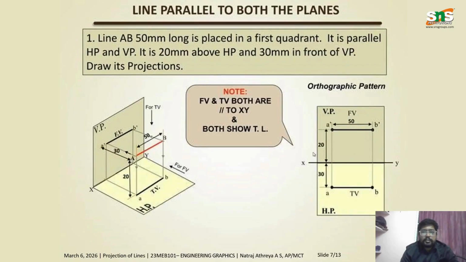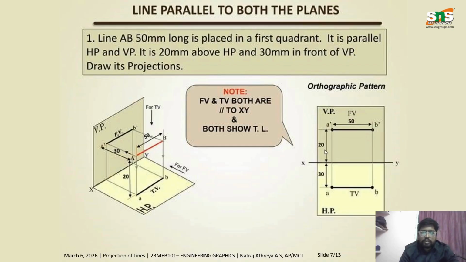So here's an example problem where line AB is 50 long, placed in the first quadrant. It is 50 long, and it is parallel to both HP and VP. It is 20 above HP, from here it is 20, and 30 in front of VP, from here it is 30.